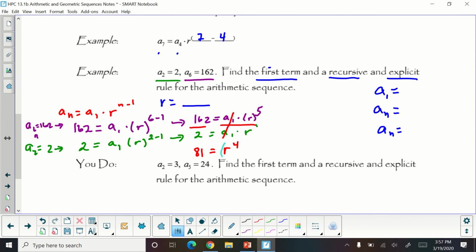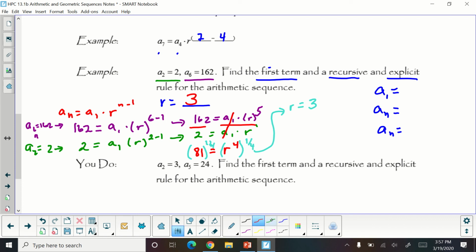So I want to solve for r. Let's raise both sides to the 1/4 power. And what we get from that is that r is equal to 81 to the 1/4, or the 4th root of 81, which is 3. Okay, so we now know that r is 3.